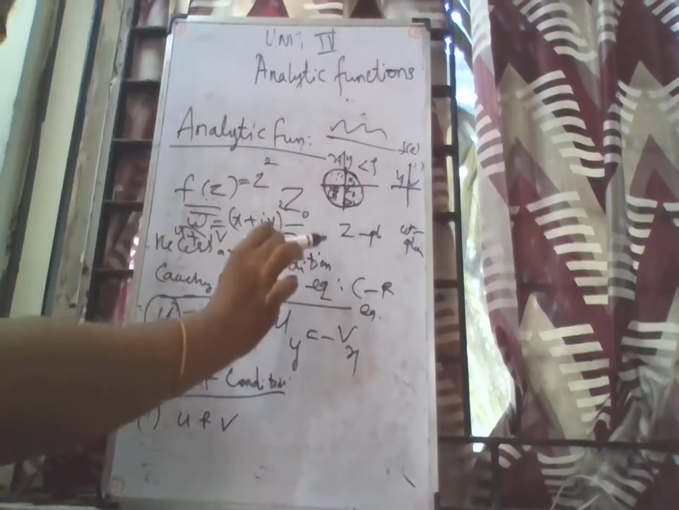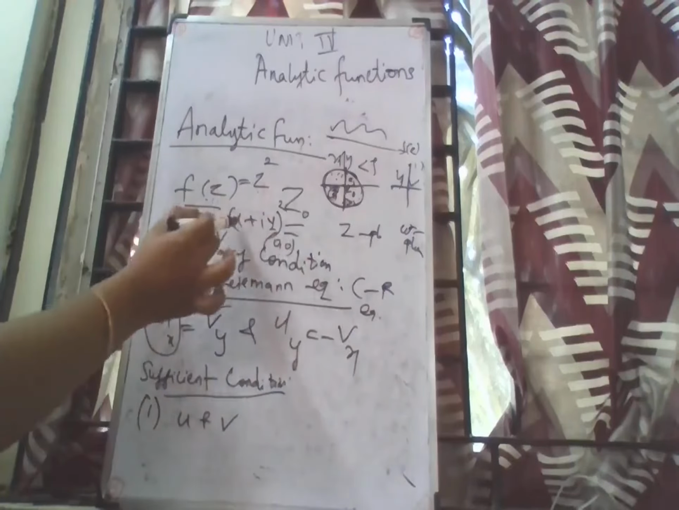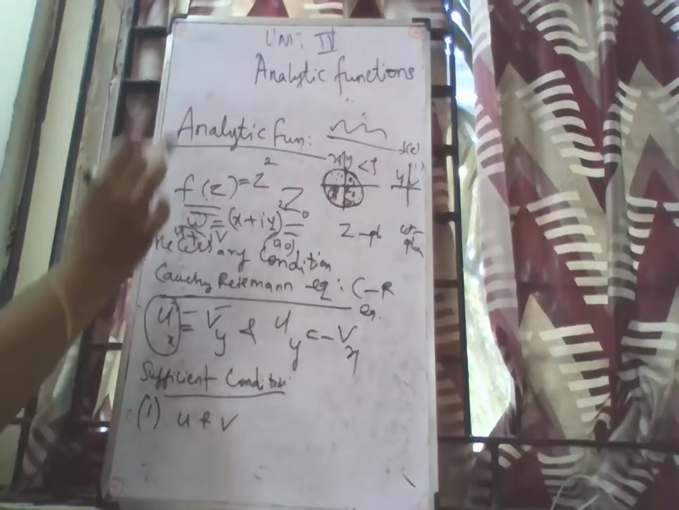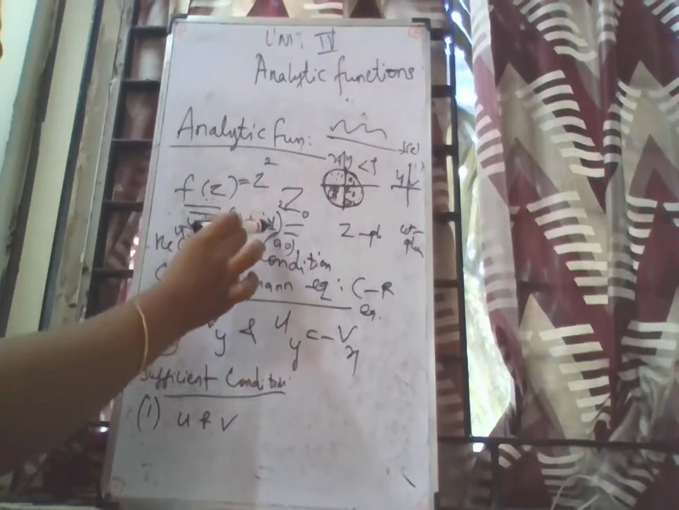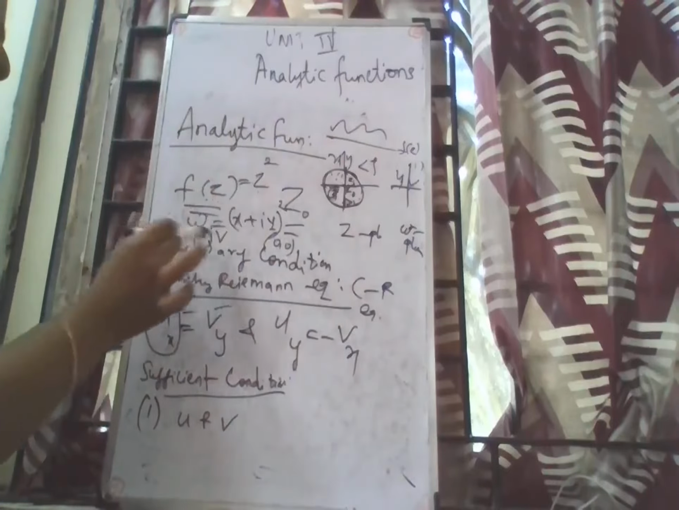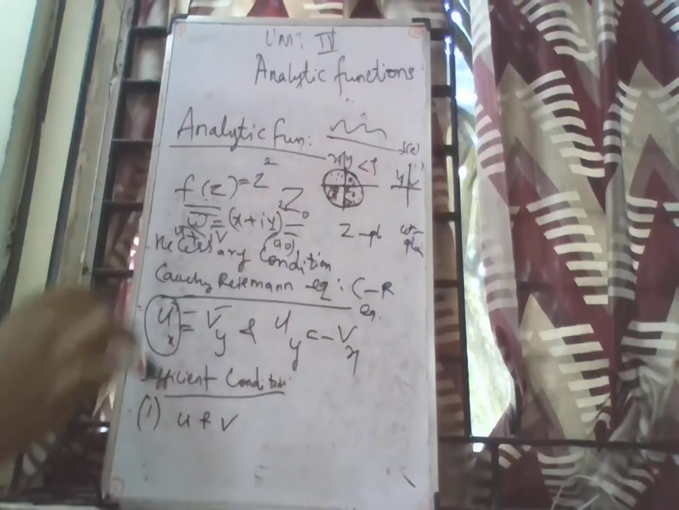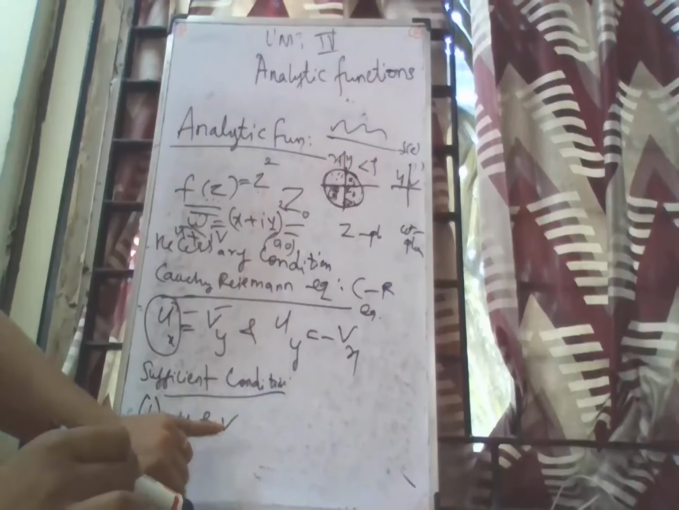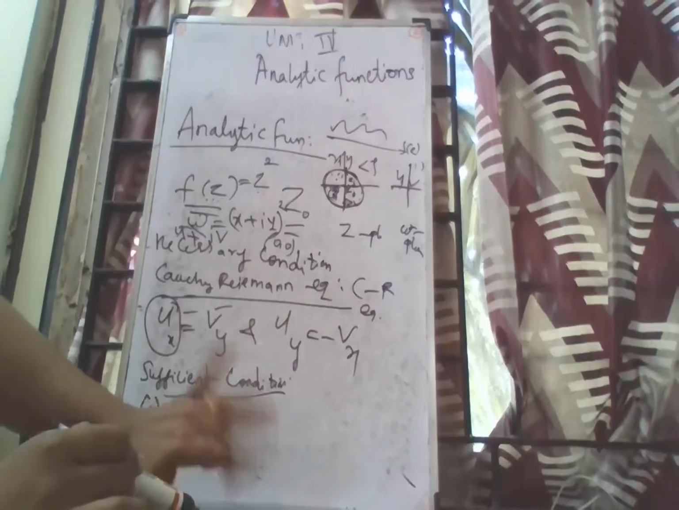We will expand and do whatever you want. Definitely we will get the real and imaginary parts, isn't it? So I'll have u in terms of something like xy, the real part. Similarly, v I'll get in terms of the imaginary part, like xy or x square. I'll get u and v separately. Here comes the thing: u and v have to be differentiable. I have to check whether u and v are differentiable or not.